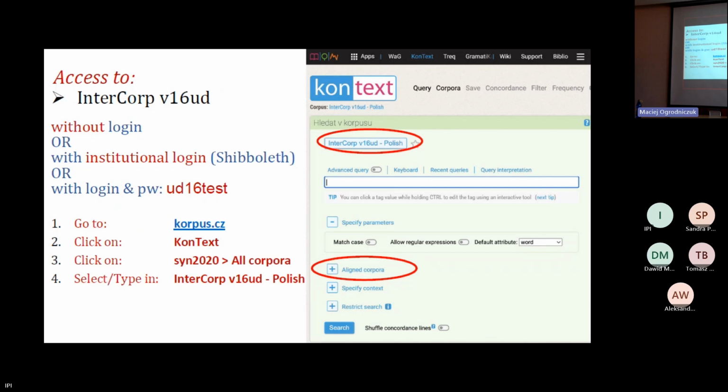You can use that freely without login, with some restrictions, or with institutional login, or you can also use just this test login. But you can also ask for your own account. So this is how you can do it. You can choose your language, the corpus, and some other corpora that you want to add as the second, third, or fourth language that you want to search in.